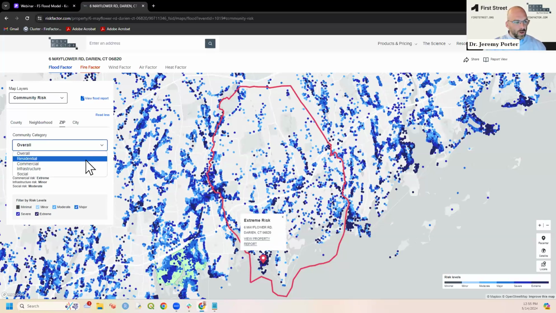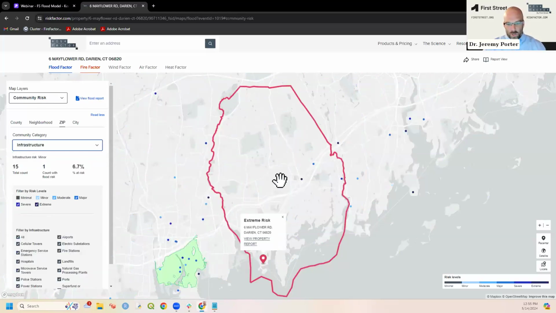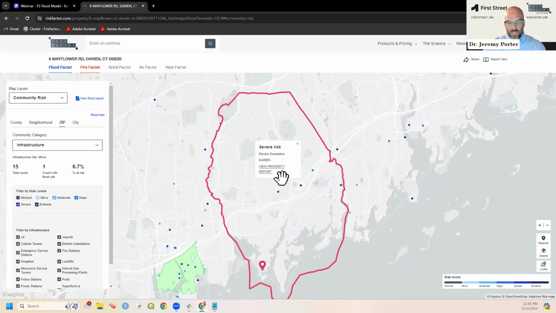If we go in and look at critical infrastructure, for instance, for this property, we can see that there's a location here. There's a critical infrastructure point. If we click on it, we can see that it's an electric substation in the zip code. So understanding that risk matters for the property. Even if the property didn't have flood risk, it would be important to understand that, well, I don't have flood risk, but the electric substation that serves my neighborhood does have flood risk.